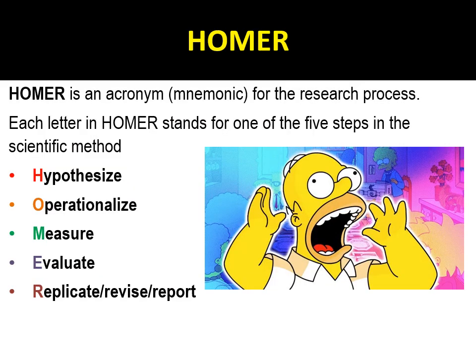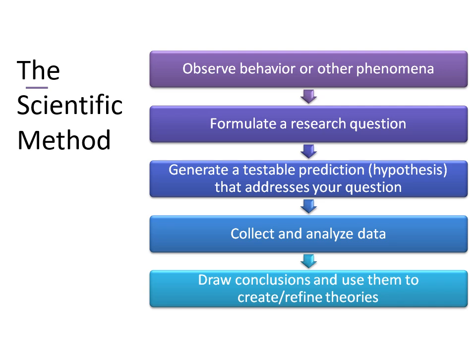How do we remember the scientific method? We remember it with Homer. Now you can remember the ancient philosopher Homer, or you can remember Homer Simpson, however it helps you. HOMER: hypothesize, operationalize, measure, evaluate, replicate. So it's an acronym or a mnemonic for us to remember the research process. And again, here's just another way of looking at the scientific method. I think Homer's a little bit easier for us to remember, but it's saying the same thing here.